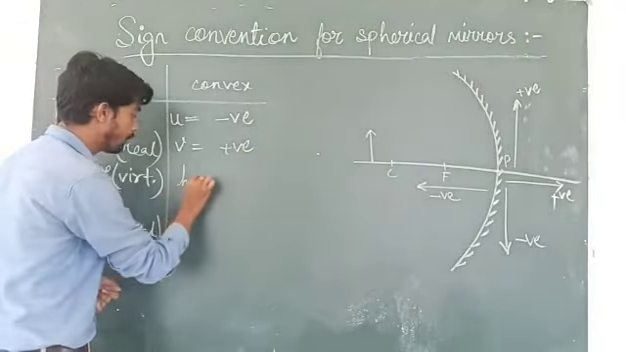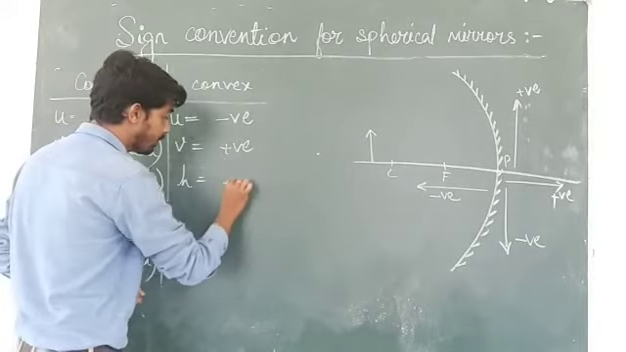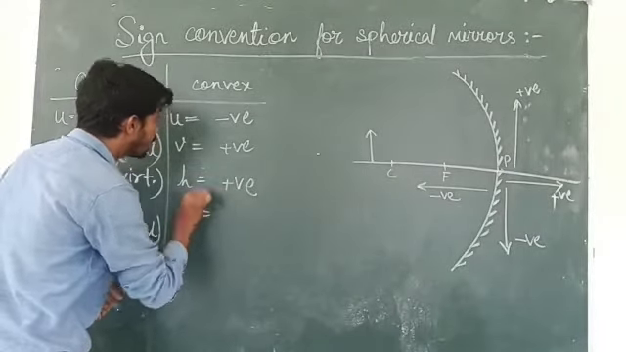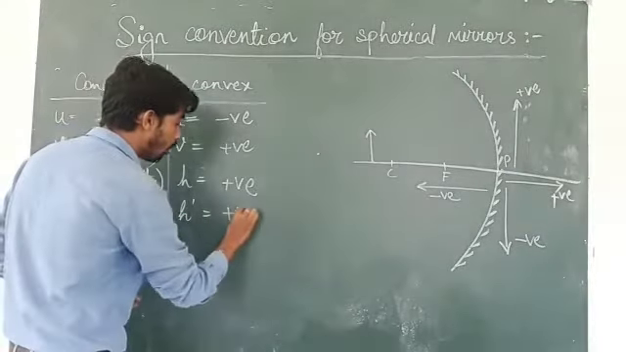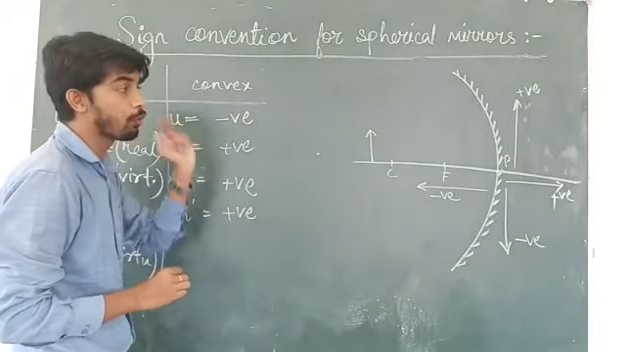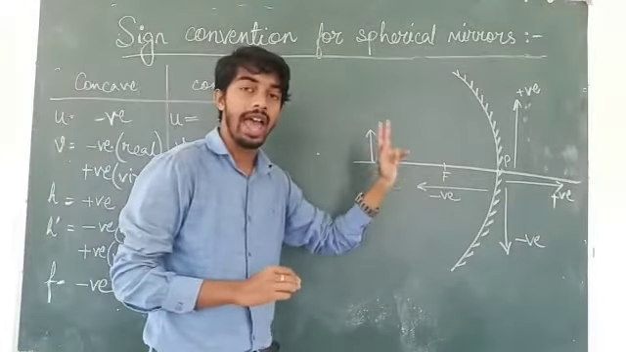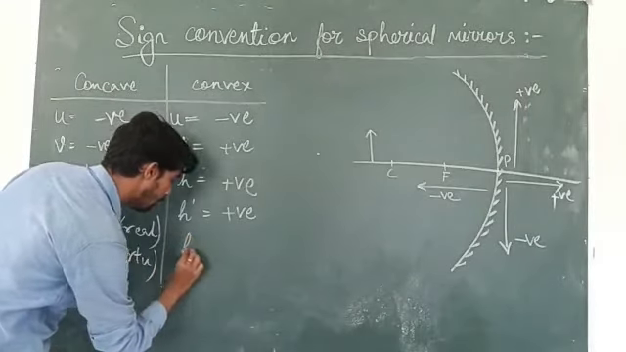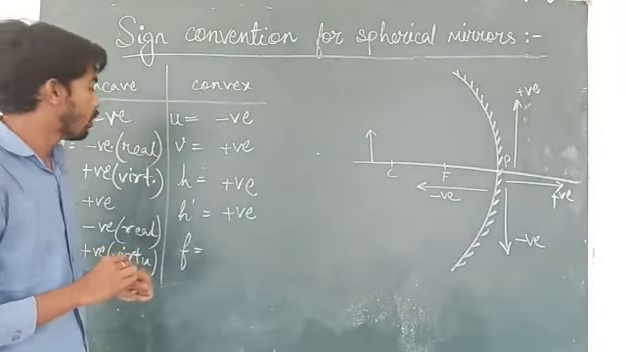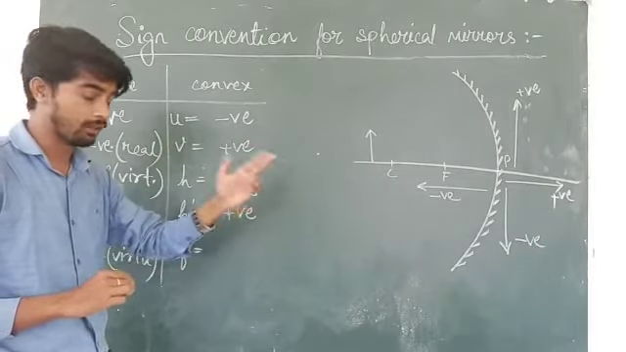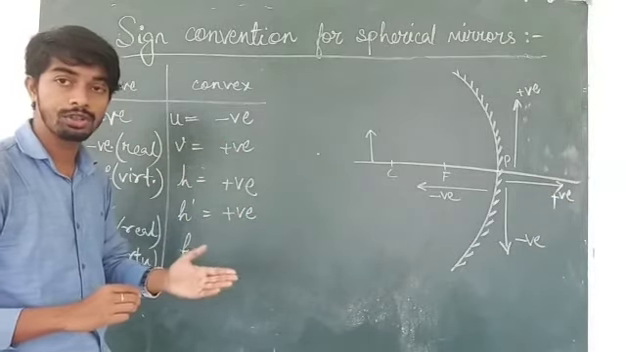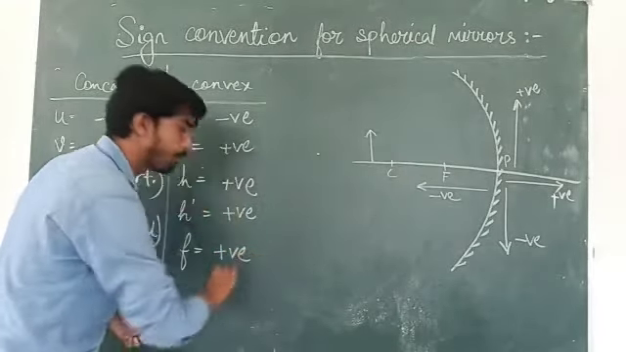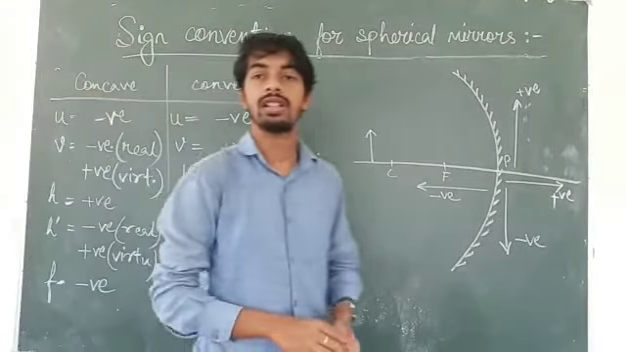Next, height of the object will be always positive as the object is always upright. Height of the image in convex mirror will also be positive because the image is forming to the right of the mirror and the image is virtual and erect. Next we have our focus. For the convex mirror, the focus is always to the right, so the focus will be positive.